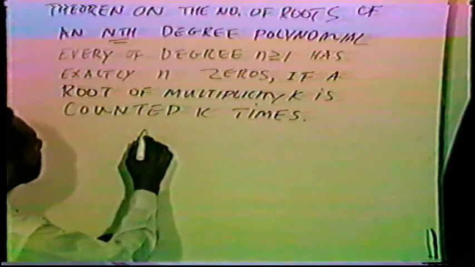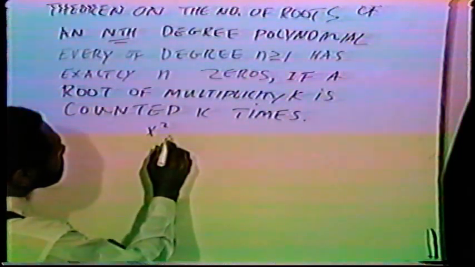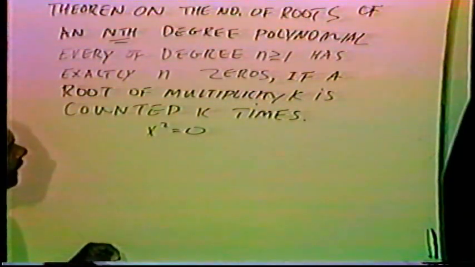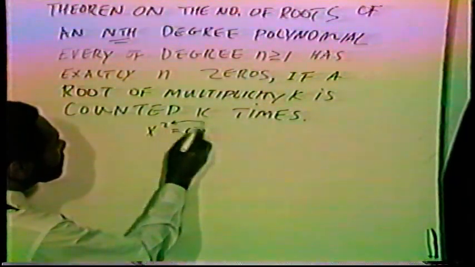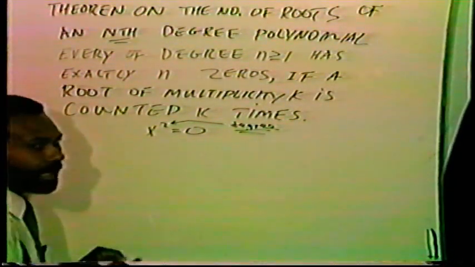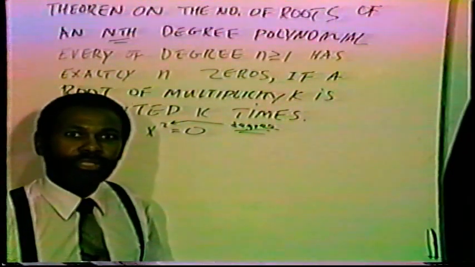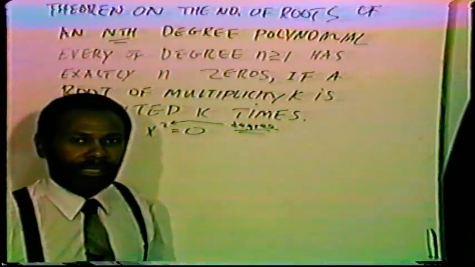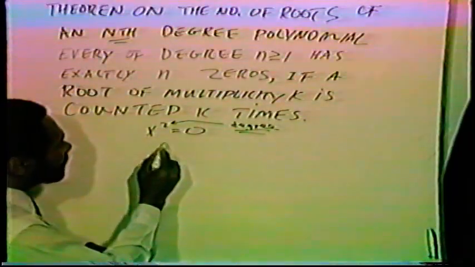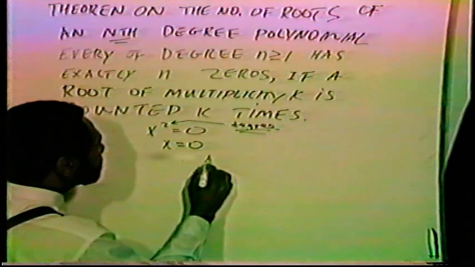For example, if I have x squared equals 0, I see that my degree here is 2. That's my degree. So that means that I should have 2 roots to this polynomial equation. But if I look at what I have here, the only number that will work in this polynomial equation is 0. X equals 0. It's what we call a double root.